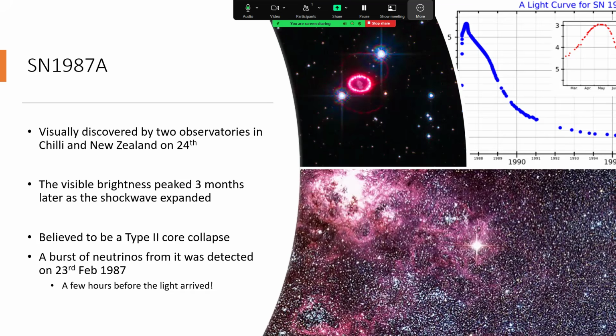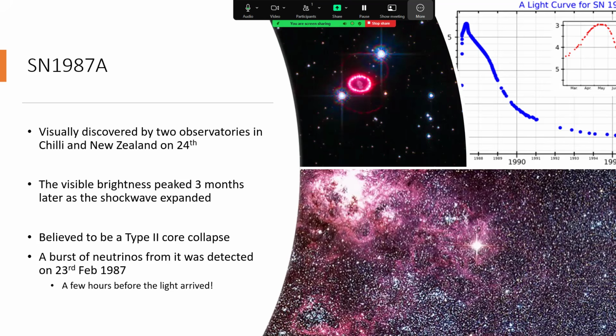Now, we think this was a giant star undergoing a type 2 supernova, a core collapse supernova, where it came to the end of its life and could no longer sustain itself against the force of gravity because it had run out of options in terms of fusing material together.